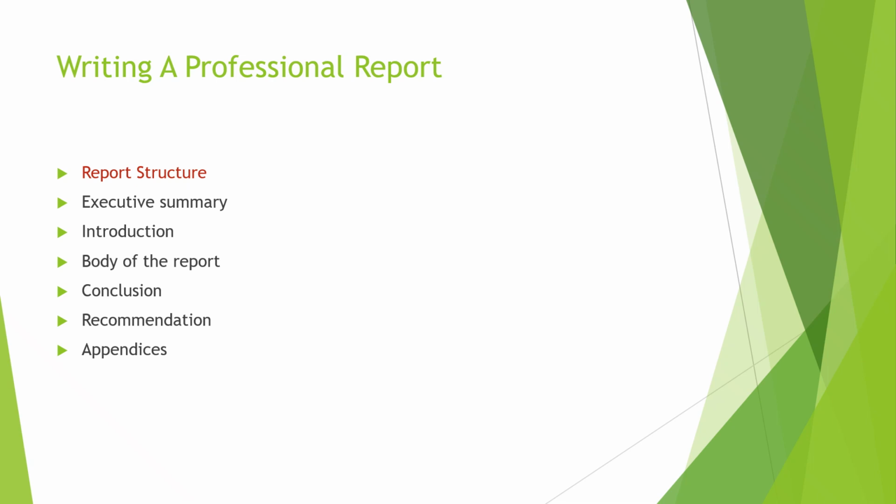Now, very importantly, writing a professional report. In writing a professional report, this is the report structure. Number one, you have the executive summary, very important, has a very high percentage of your total score. Now, you need to do that, and then the introduction, the body of the report, your conclusion and recommendation, and then the appendices.